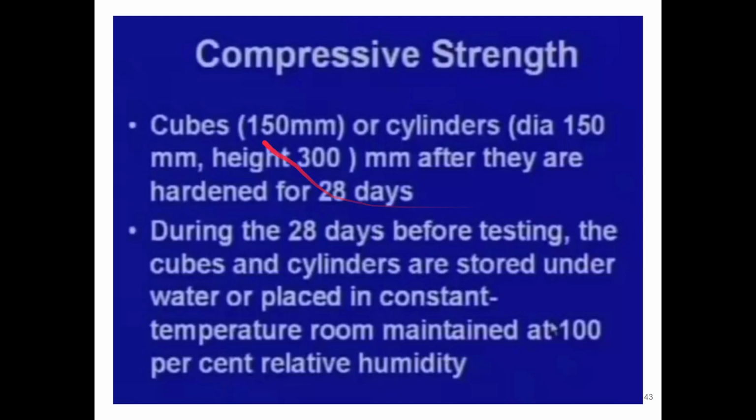One is compressive strength. Compressive strength is measured after 28 days, and that is measured either in cubes, which is done here, 150 mm, or in cylinders, which is done in the US and elsewhere. There they use a diameter of 150 mm. They cast concrete in molds of diameter 150 mm and height 300 mm. Then they perform the compressive strength test as I showed in the slides.